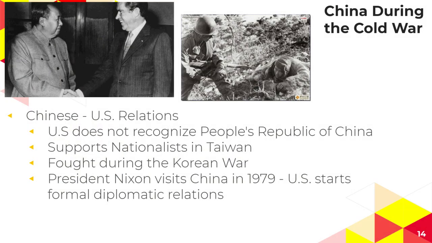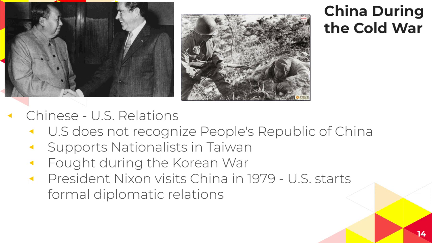So originally, the United States and China, the People's Republic of China, which is communist China, did not have a good relationship. The U.S. doesn't even recognize the People's Republic of China. We say you're not even a real country. We still recognize the nationalists who fled to Taiwan, which we will go over in the next couple slides. We actually fight each other during the Korean War. If you look at that picture in the top right, it's a US soldier capturing a Chinese soldier during the Korean War. So we don't have a good relationship.